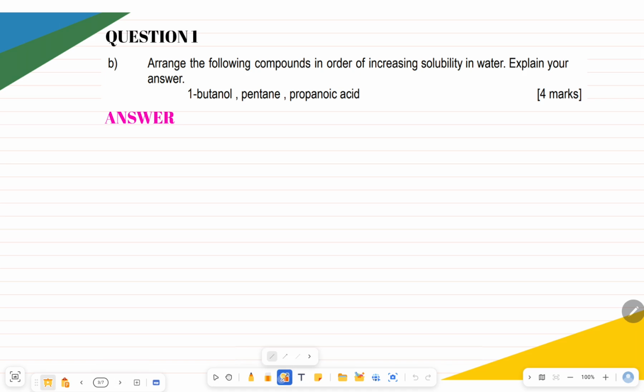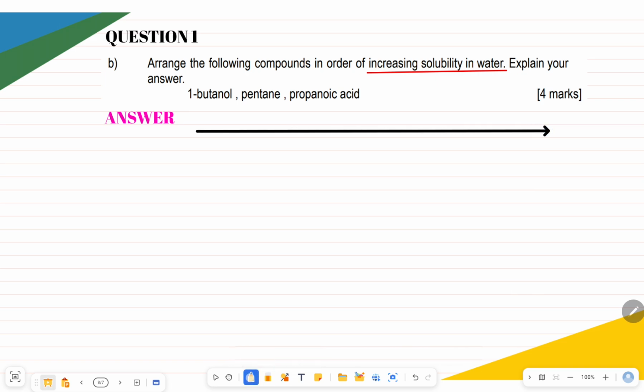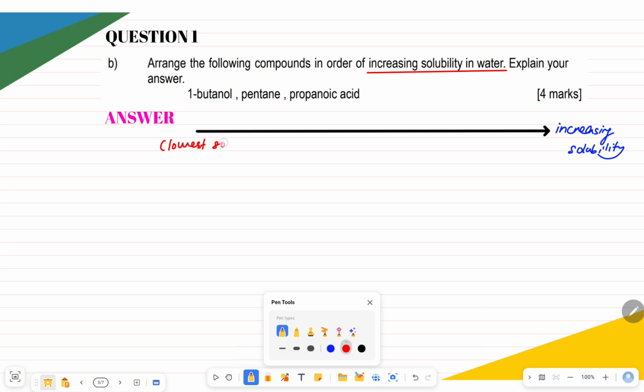Question B, arrange the following compounds in order of increasing solubility in water. Again, highlight what the question wants. Increasing solubility in water. So now we arrange from left to right, increasing solubility. Increasing means we want to arrange the lowest solubility to the left, to the highest solubility to the right.